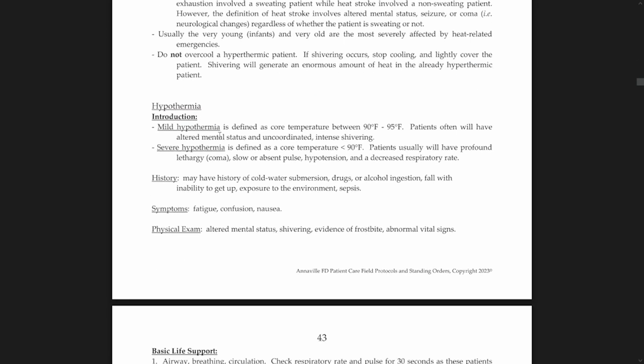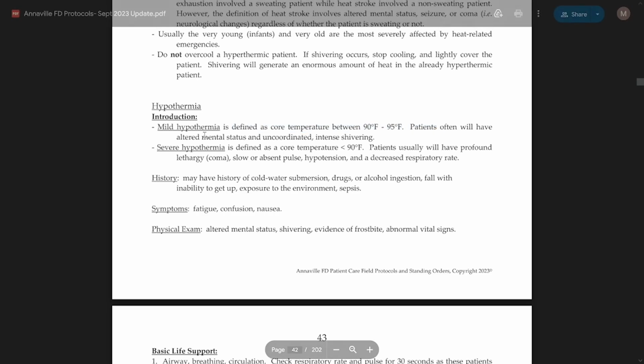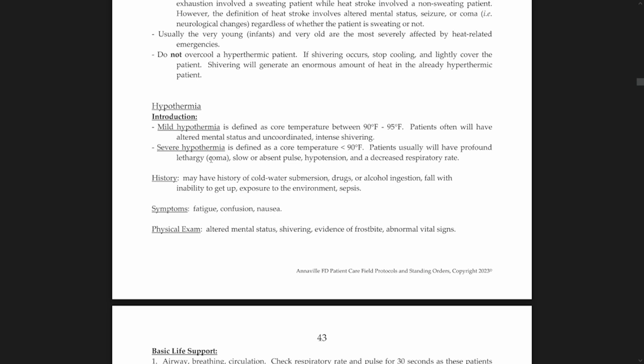For hypothermia patients, mild hypothermia is defined as a core temperature of 90 to 95 degrees Fahrenheit. Patients often will have an altered mental status and uncoordinated intense shivering. Severe hypothermia will be less than 90 degrees Fahrenheit. So mild is between 90 and 95. Severe is less than 90 degrees Fahrenheit.